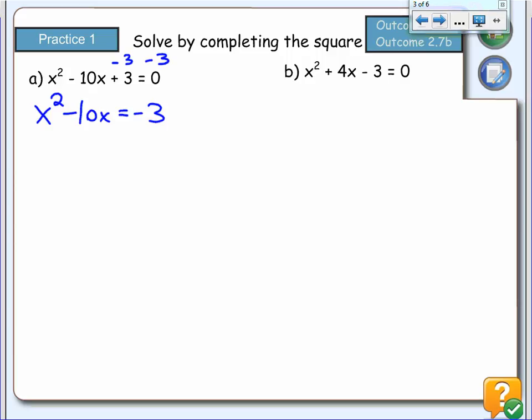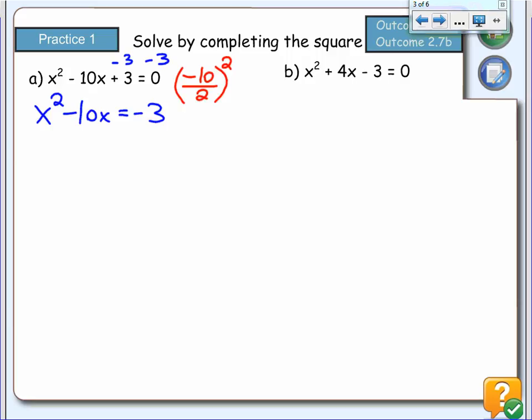Step 3 was the weird thing here. And what it said to do, it said to take the b value. Our b value is negative 10. What I do is I write it off on the side. It said take that b value, divide it by 2, and then square it.